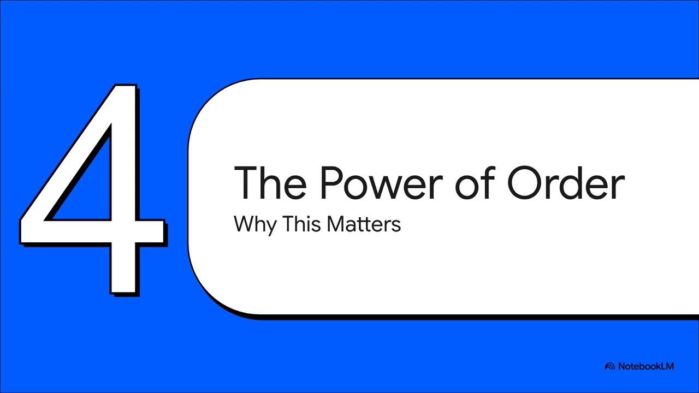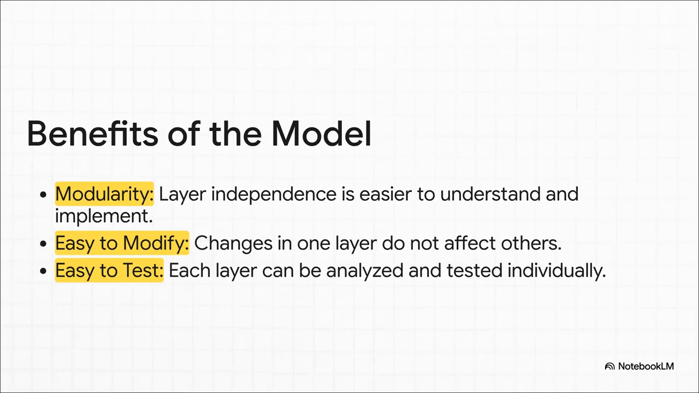But so what? Why does this invisible 7-step process actually matter so much? What's the real power behind all this structure? Well, the benefits are just immense. First, you get modularity. This means an engineer creating the next generation of Wi-Fi at Layer 1 doesn't need to know a single thing about how email works at Layer 7.